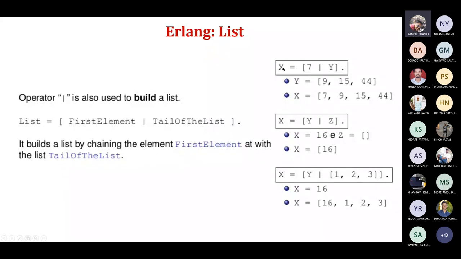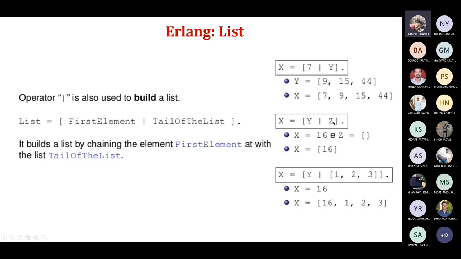For example, x is equal to 7 pipe sign y. If this is the list and you define what y is, what will x be then? The 7 will be added and it will append the elements of the y list. So x is 7 plus whatever are the elements of the y list.